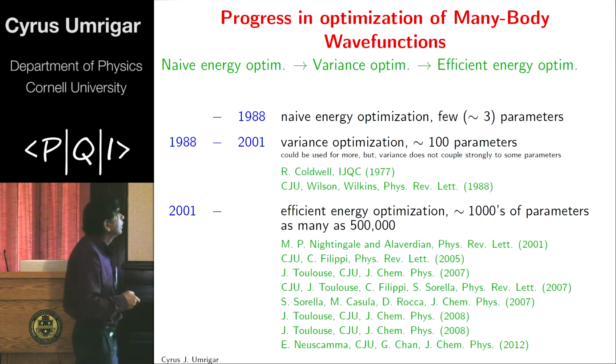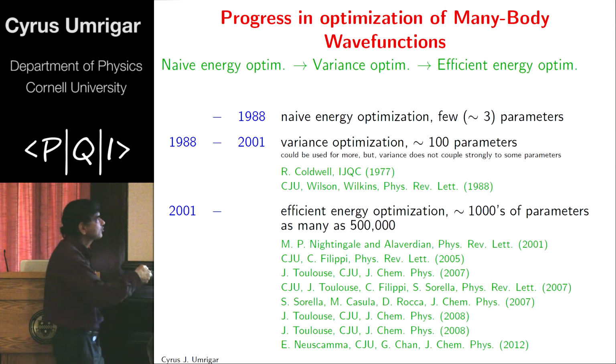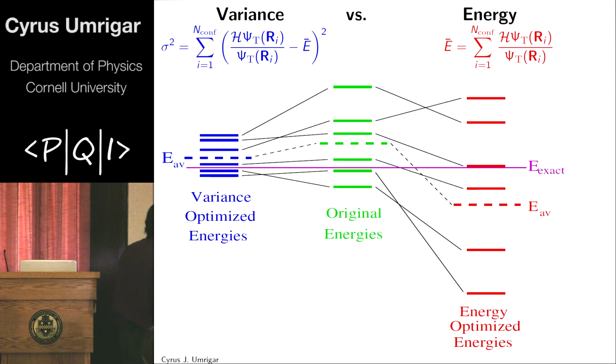Okay. So this is sort of the progress that has happened in optimization of many-body wave functions. Until about 1988, people were doing what I would call naive energy optimization. Then in this time period, most people were doing variance optimization. And then since 2001, we've sort of come full circle, and we're again doing energy optimization. And what I want to explain to you next is why this naive energy optimization does not work well, and so why people switched to doing variance optimization and then they came back to doing energy optimization.